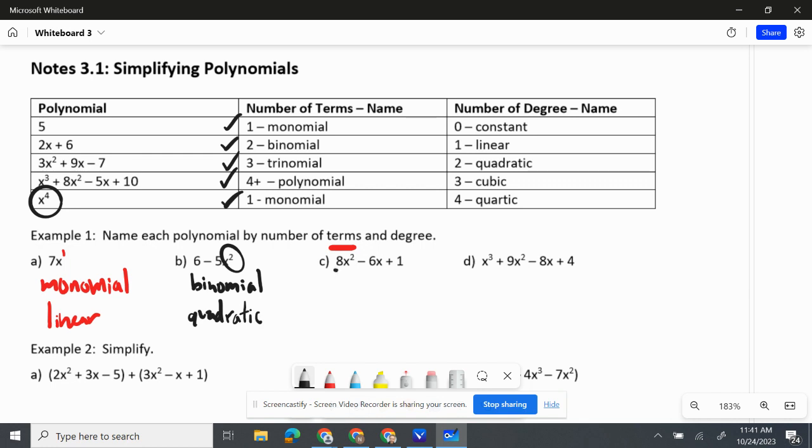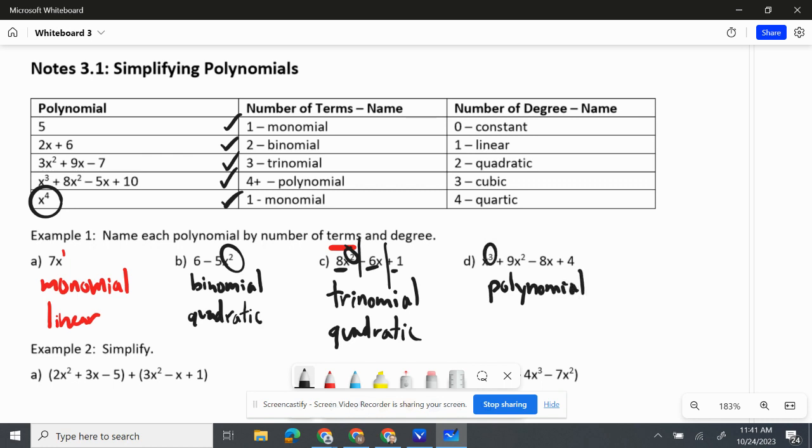This next one, I see three terms. Pluses and minuses separate terms, so I'm going to call that a trinomial. And then my largest degree is a 2, so I call that a quadratic. This time we have four terms, so I'm going to call that a polynomial. Poly meaning many. And then the highest exponent is 3, so that's degree 3, so I'm going to call that a cubic. So that's naming the polynomials.